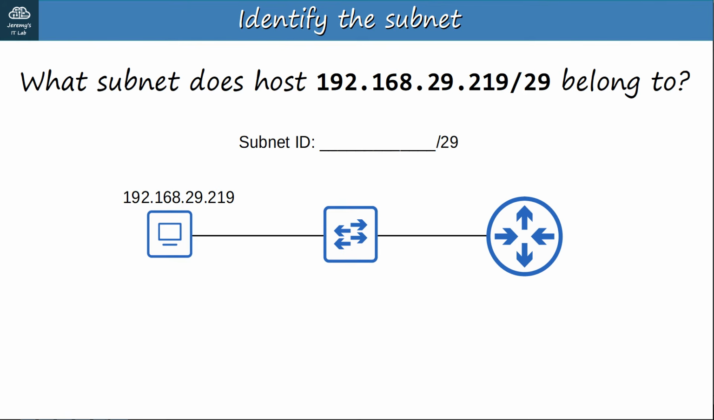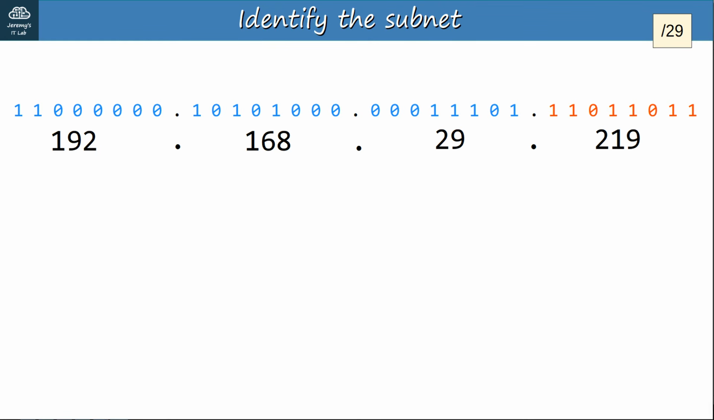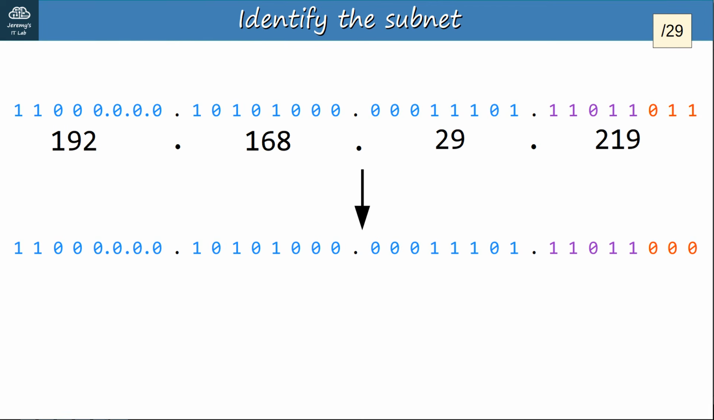Okay, let's check. Write out the address in binary first. Identify where the network part ends. In this case, 5 bits are borrowed from the host portion and added to the network portion. Set all of the host bits to 0, and then convert back to dotted decimal.